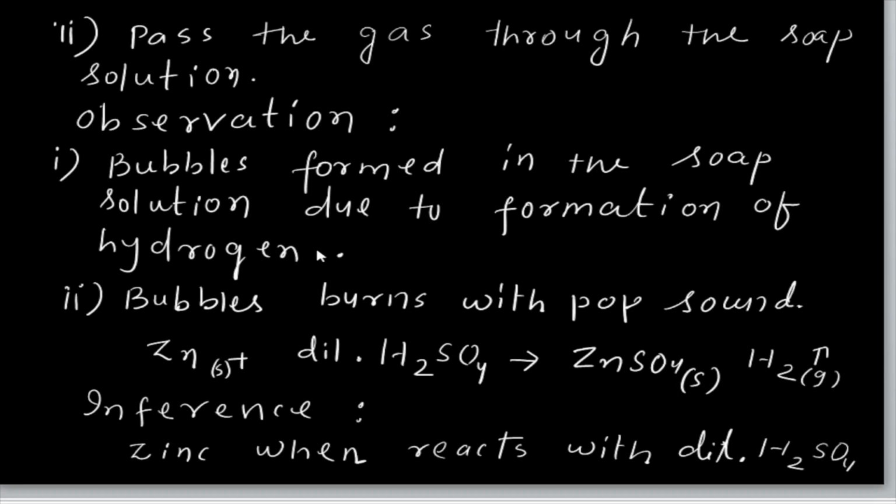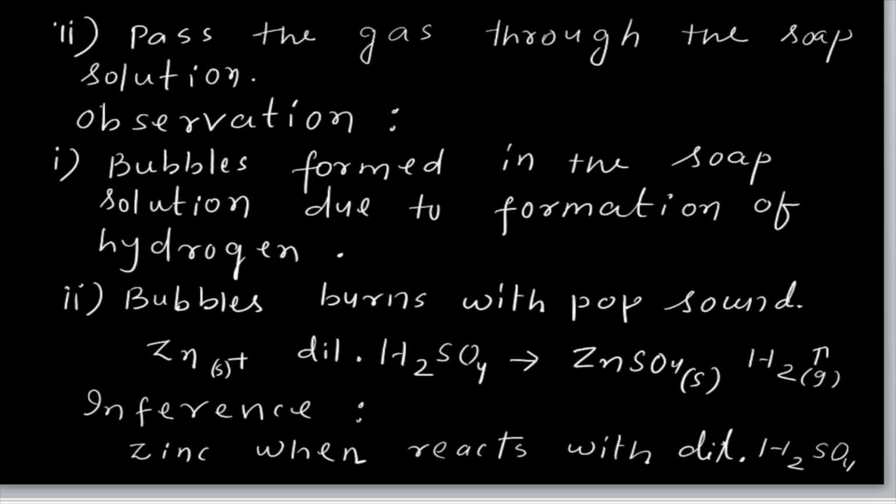You can do the test for the pop sound of hydrogen on burning, but it is better that in soap solution you pass it, then it forms bubbles. That is due to the formation of hydrogen. You know hydrogen is a gas. That is why it is written like this, H2 (g) with an arrow mark.